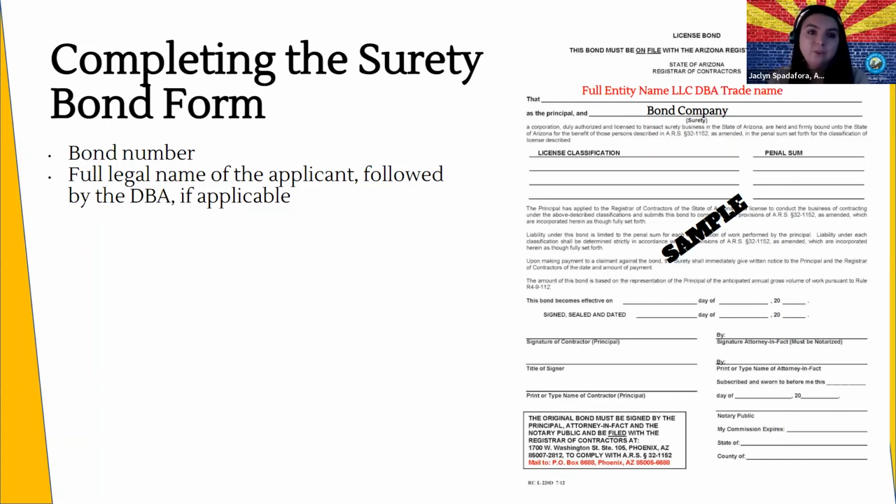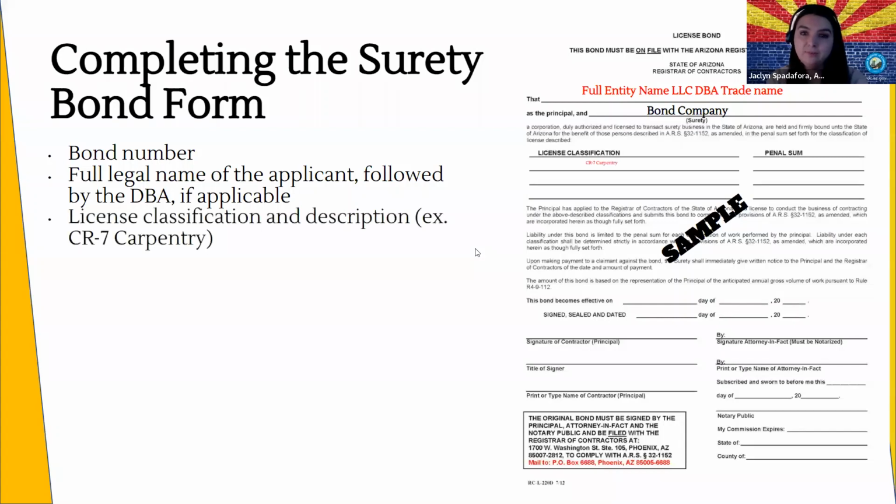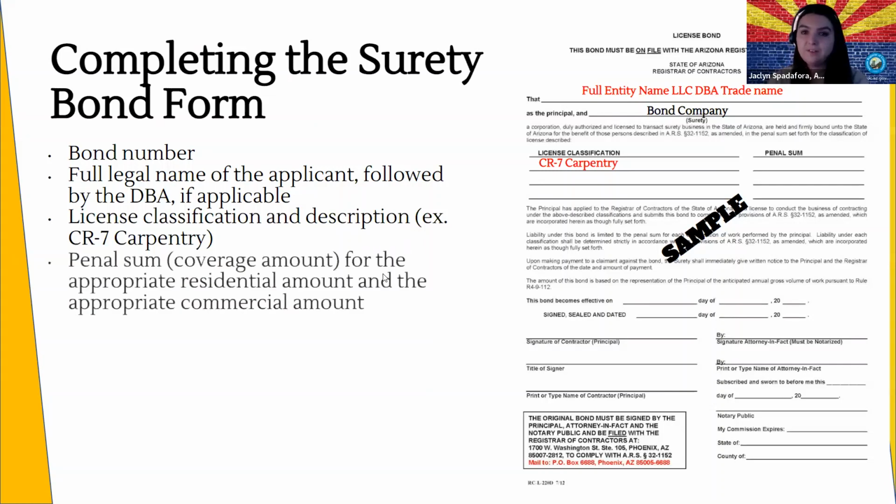It would need the full legal name of the applicant, followed by a DBA if you've chosen to have one. The license classification and description, so that code and the type, so CR7 carpentry is our example. The penal sums, which is the coverage amount for the appropriate classification. So because we've chosen a dual classification of CR7, we need that penal sum to be broken into commercial and residential components to determine how much is available for each.